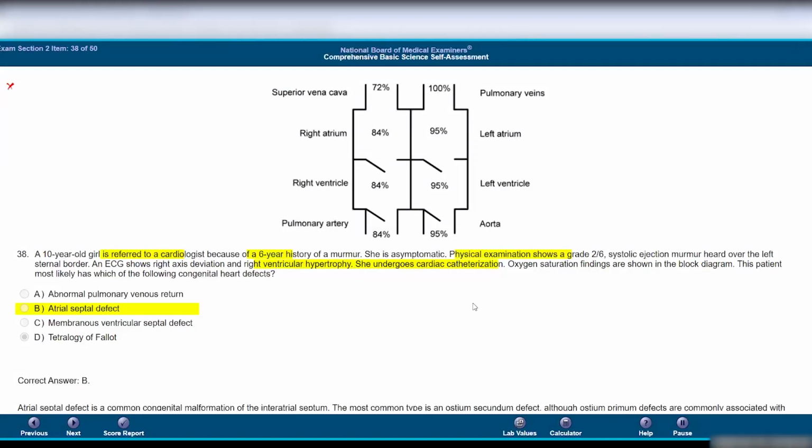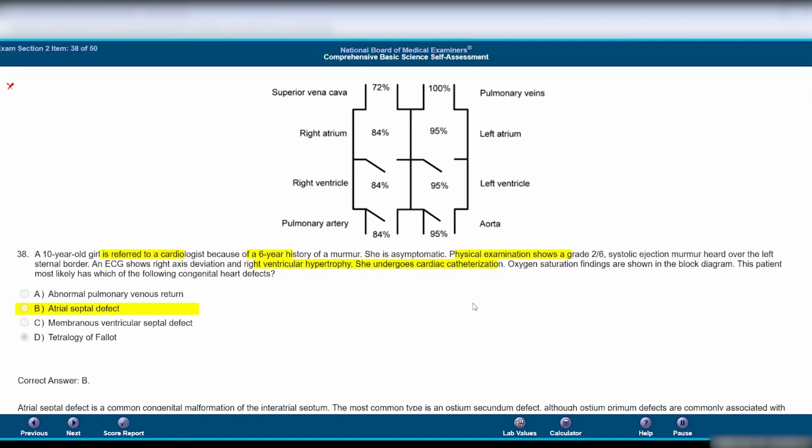A 10-year-old girl is referred to a cardiologist because of a 6-year history of a murmur. She's asymptomatic. Physical examination shows a grade 2/6 systolic ejection murmur heard over the left sternal border. An ECG shows a right axis deviation and right ventricular hypertrophy. She undergoes cardiac catheterization. Oxygen saturation findings are shown in the block diagram. This patient most likely has which of the following congenital heart defects?